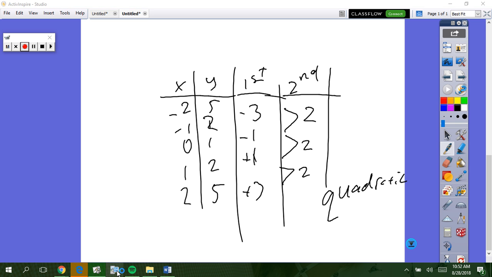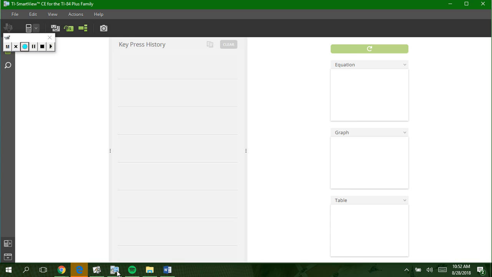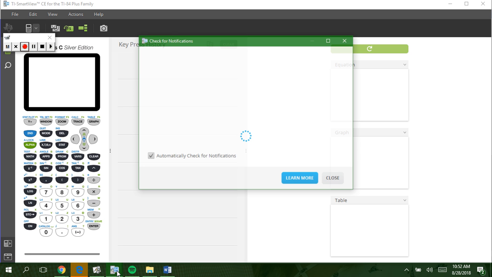So I'm going to pull up my machine. Now, I have a TI-84. That's what's going to be on the screen. If you have a TI-85, 86, okay, I can help you with this math in the class. If you have a Casio, you're on your own.